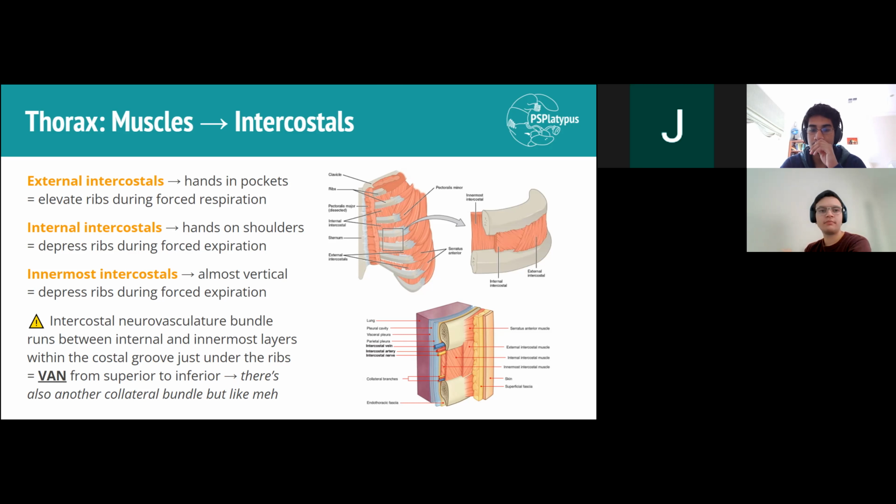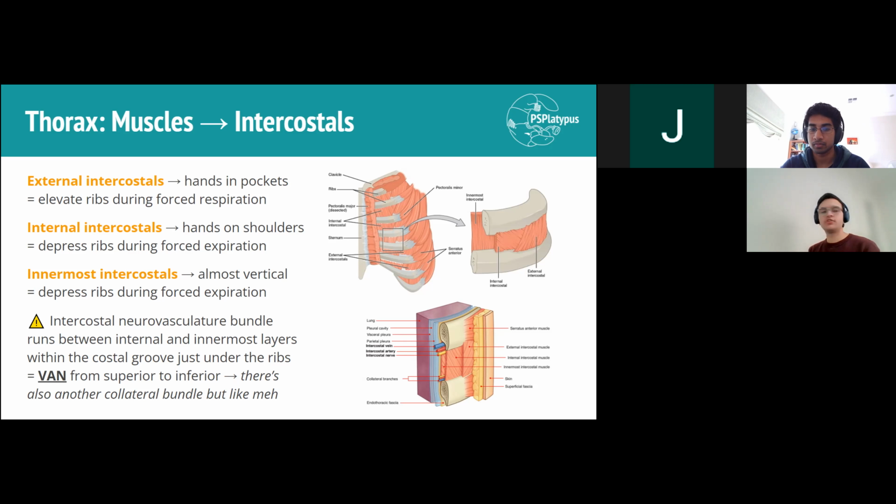And the way I like to remember these, and the way that faculty shows you to remember them, is by thinking about the orientation of your hands when you have them in your pockets. So they're going to be going sort of like this, downwards. So I think it's inferomedially. That's the orientation of those fibers as they go down. If I was to imagine pulling those fibers up, that's going to pull those ribs upwards and increase the amount of volume that I have within my thoracic cavity, which allows me to breathe.